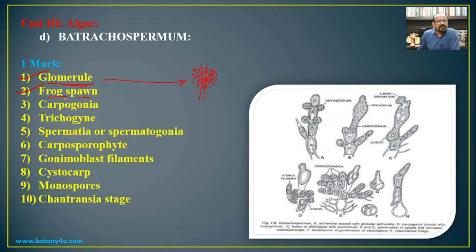Then frog spawn. If you see the complete thallus of Batrachospermum, it is a beaded structure, that is, the beads are on a string. As they are present inside the water, a jelly-like structure is observed, and it is just similar to the eggs of the frog, and hence it is known as the frog spawn. Then the third one, that is the Carpogonia.